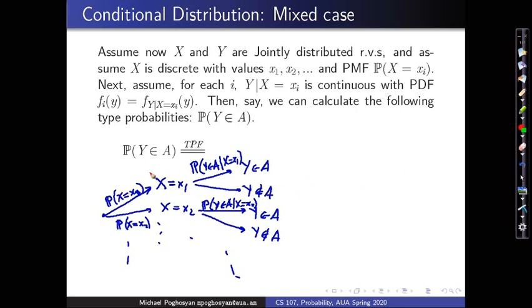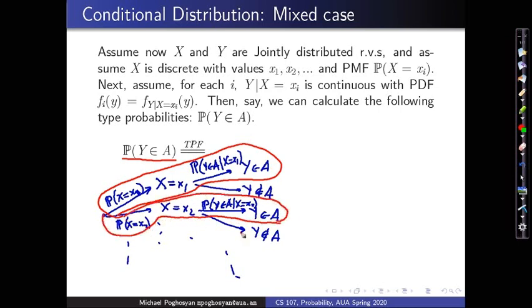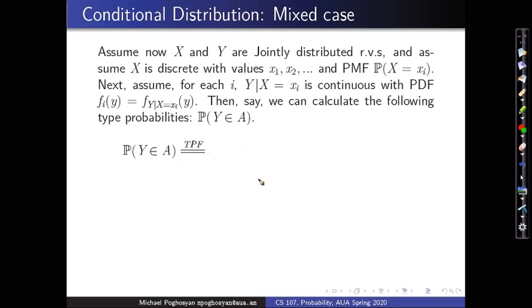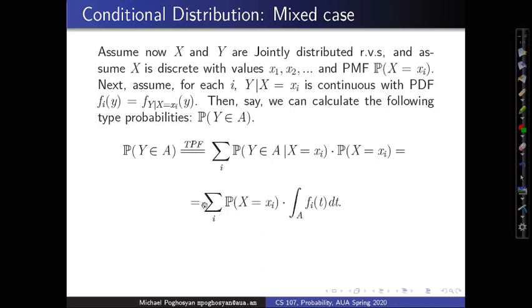So we need to calculate the probability that Y is in A. So what are the paths leading to Y is in A? So we can have that X is X1 and Y is in A, or maybe X is X2 and Y is in A, or etc. So we need to add all these probabilities to obtain the probability that Y is in A. So this is the total probability formula, and we are writing: I need to multiply this with that, plus this with that, etc. So we are adding the probability that Y is in A given that X is equal to xi, multiplied with the probability X is equal to xi, and summing over all possible values of X. So this is the total probability formula.